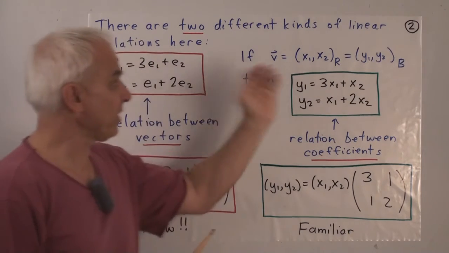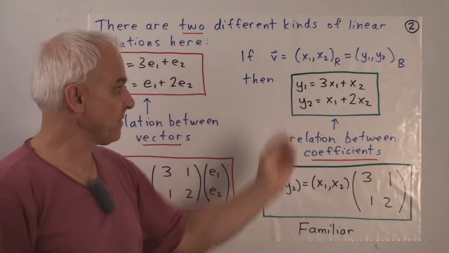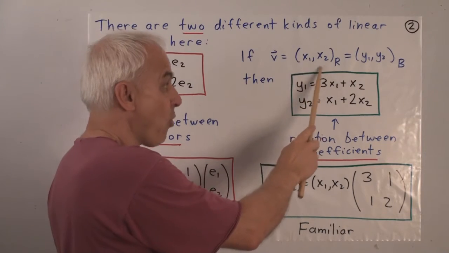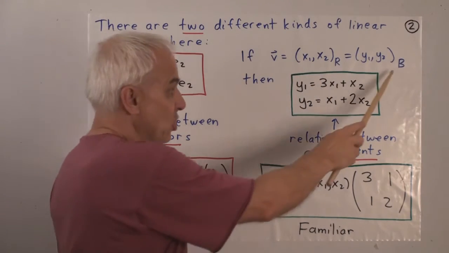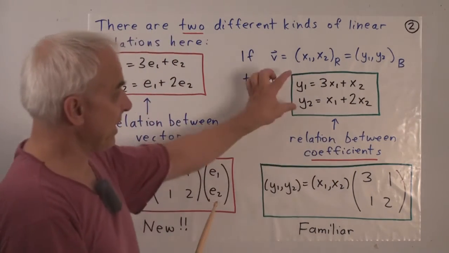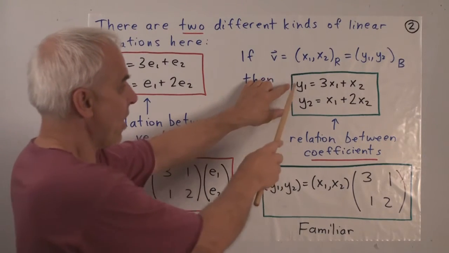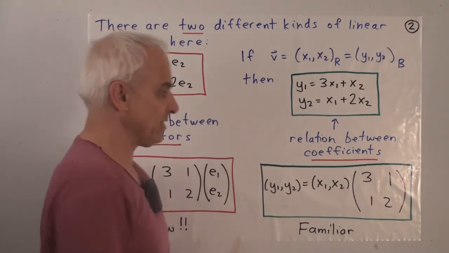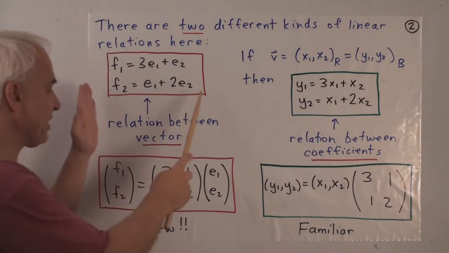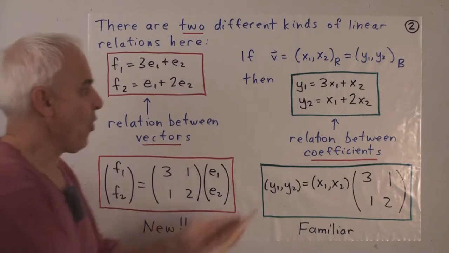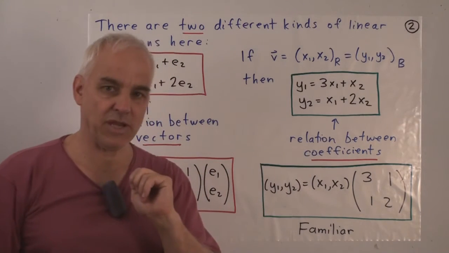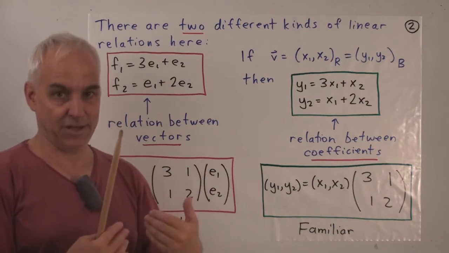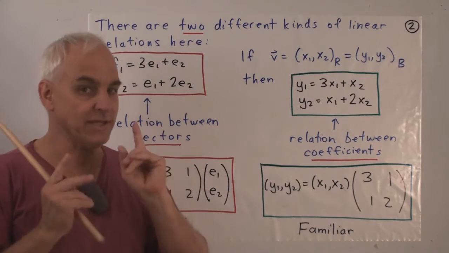On the other hand, we had the relation between coefficients. So we said that if we had a vector V, then its coordinates in Rachel's system and its coordinates in Bob's system were related by this equation. The y1 is 3x1 plus x2, and the y2 is equal to x1 plus 2x2. So this expresses a relation between vectors, while this expresses a relation between coefficients. There's something of a duality here. Very similar, but actually different.